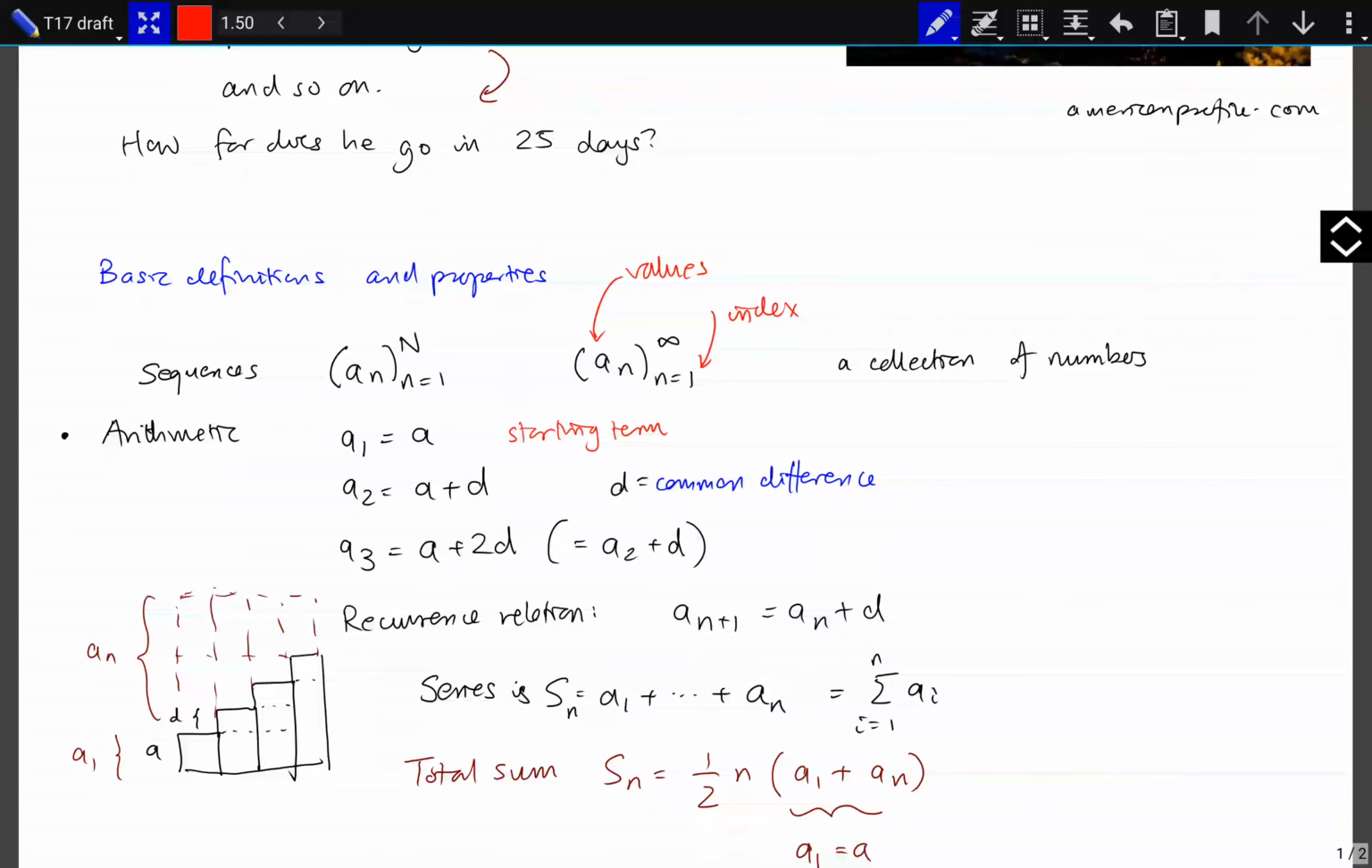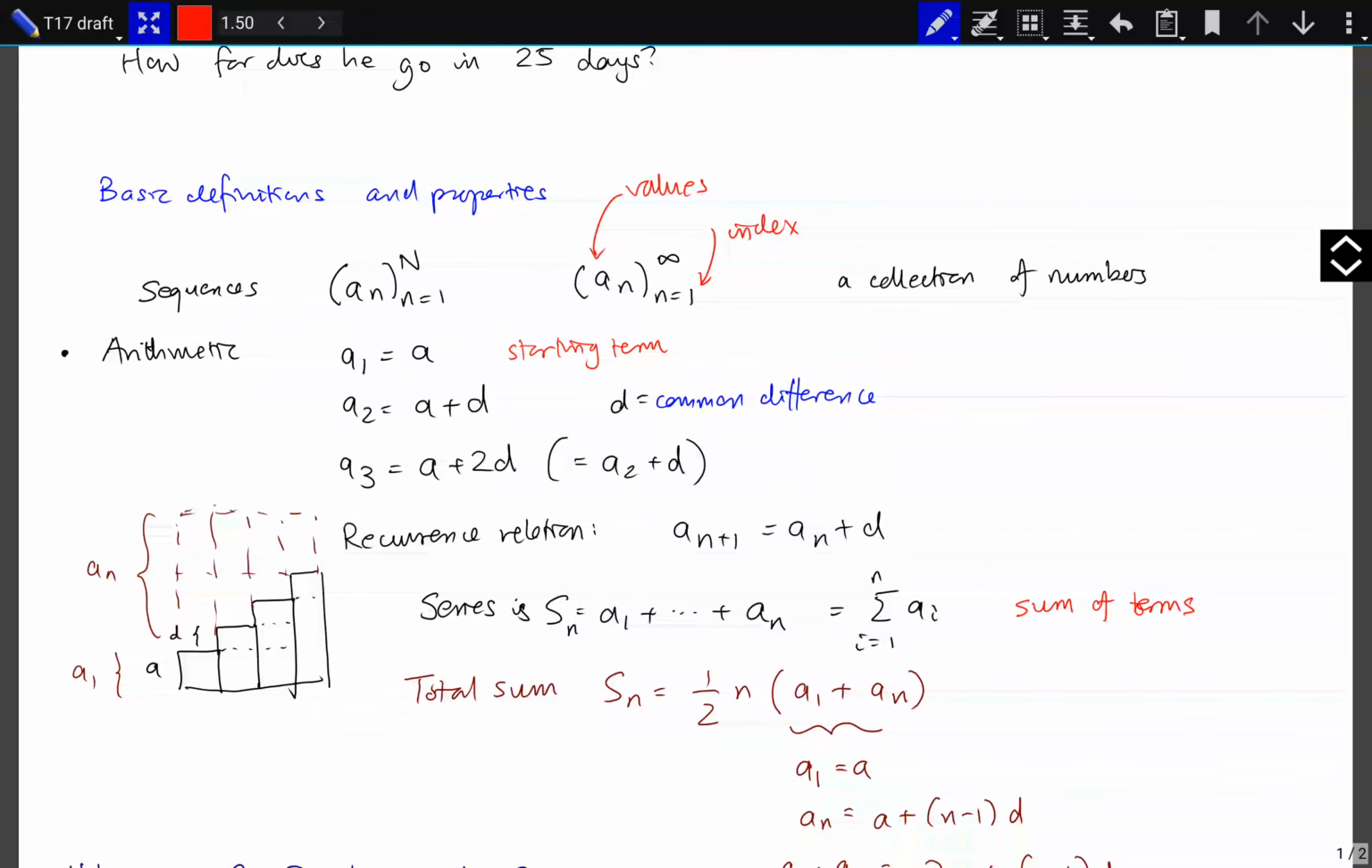Notice that in this case, if I try to sum all the terms of the sequence, this is known as a series. The total sum is 1/2 the number of terms times the sum of the values of the last one and the first one. You can visualize this as half the area of a big rectangle.